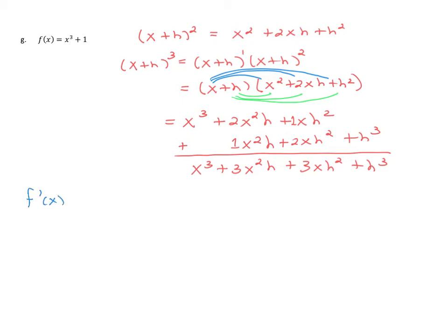F prime of x is the limit as h goes to 0 of, step 1, put x plus h in place of all of the x's. And then second, you subtract the entire function, which is this, and you divide by h.